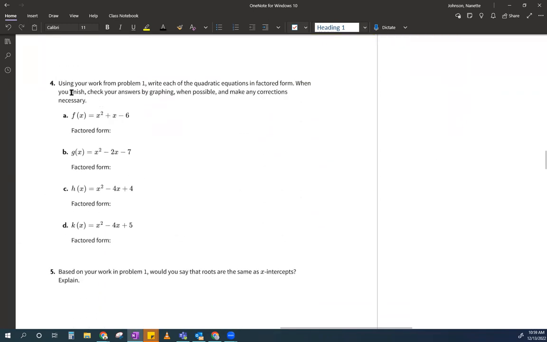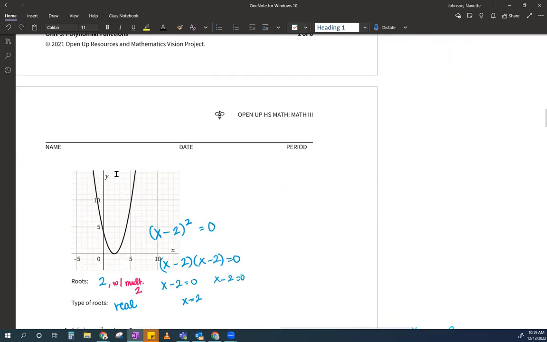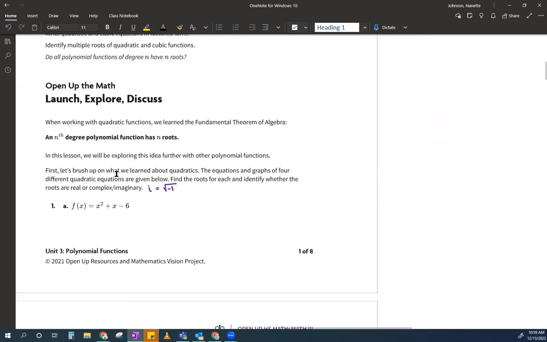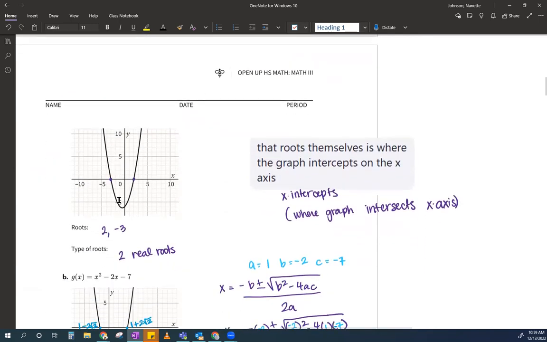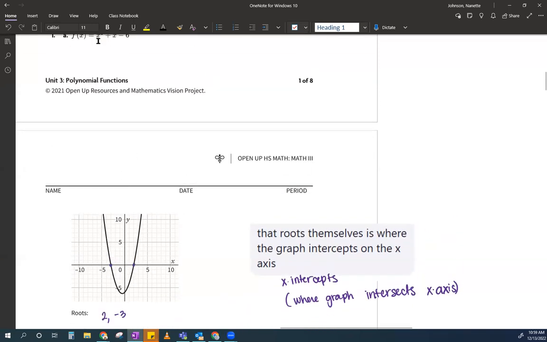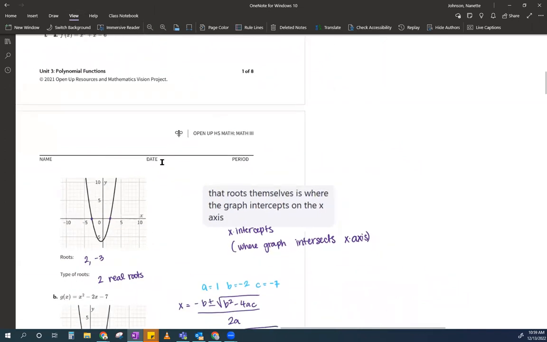So then it says using work from problem 1, write each of the quadratic equations in factored form. And when you finish, check your answers by graphing when possible and make any corrections if necessary. So we've already done this one. I think we did the first two already in factored form. No, we didn't. Okay. So looking at this picture, can you write your function in factored form? Here's the function right here. You can kind of see it. Let me go down. Oh, you can't see it. Let me get one thing smaller.